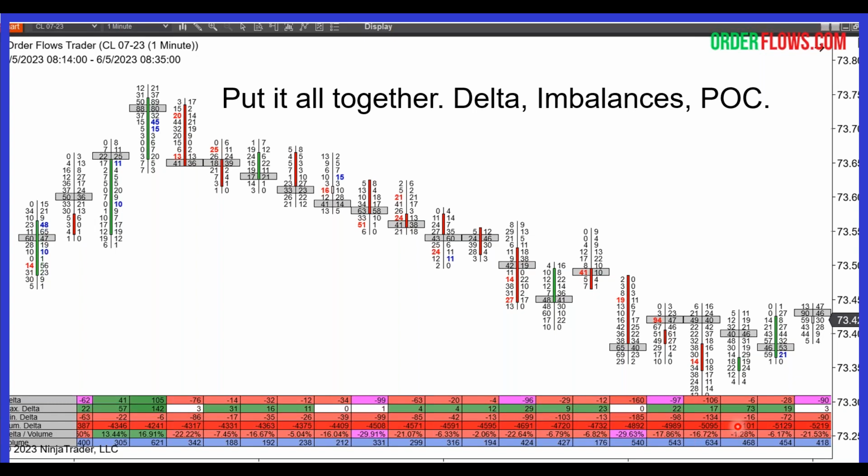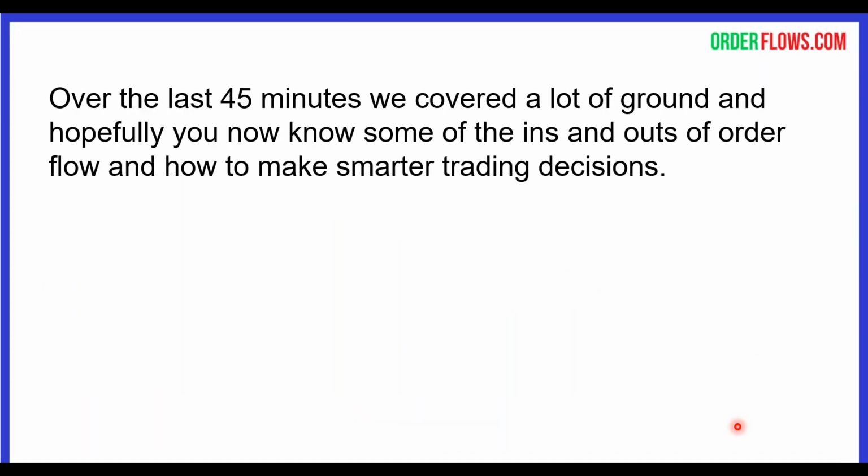You could use any part of the information that's available to you. And the beauty is with order flow, it's all available to all of us. The information is there. You just need a program to put it into an easy to read format such as this. This is what we call the order flow footprint chart.